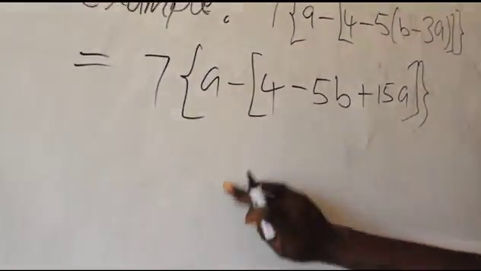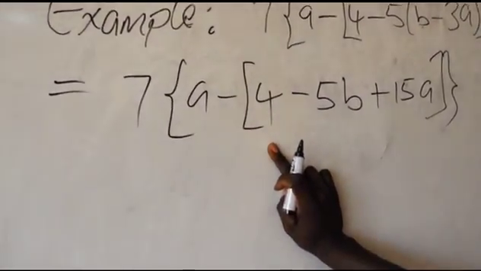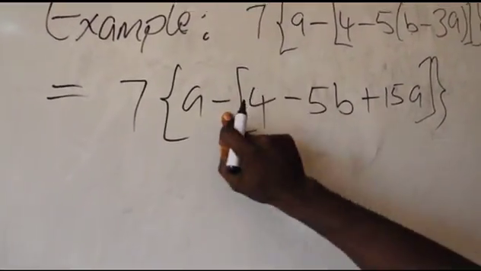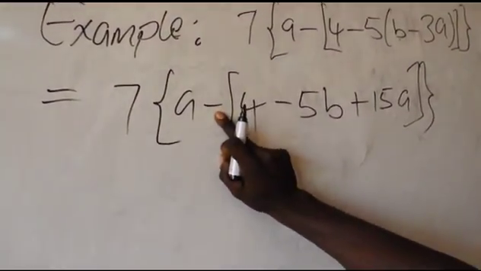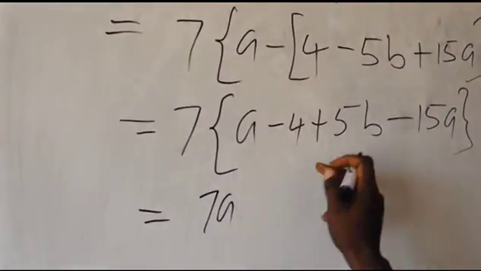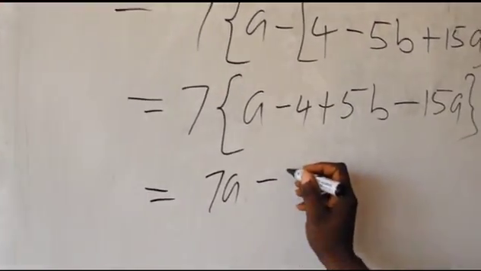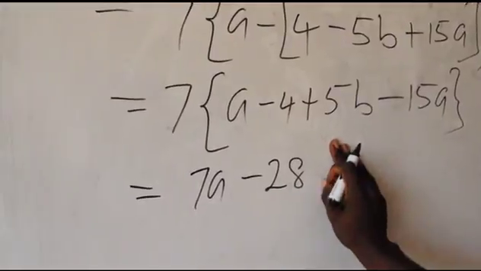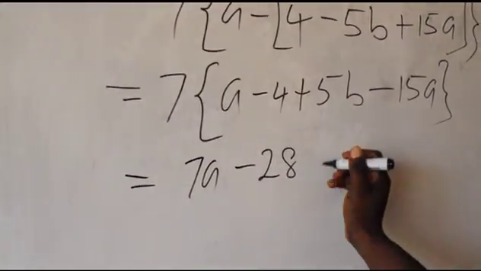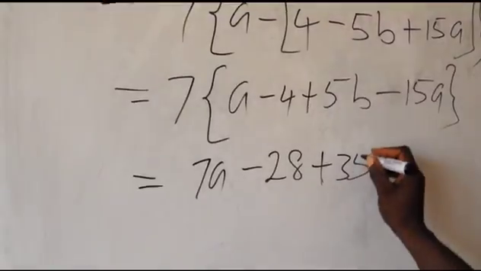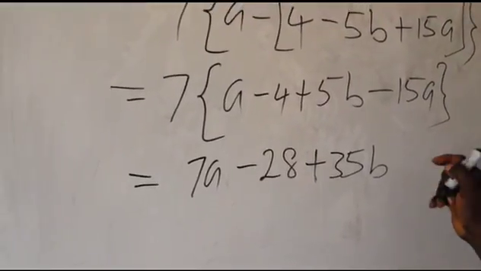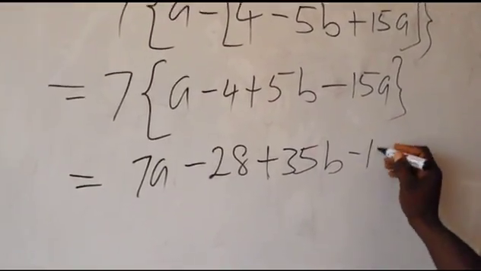So the next thing we'll do now is to remove this bracket. Before this bracket, we notice that there is a minus sign immediately before the bracket. So this minus sign will multiply everything in this bracket. So 7 times minus 4 gives us minus 28. 7 times 5b, that will be plus 35b. And 7 times minus 15, that's minus 105a.